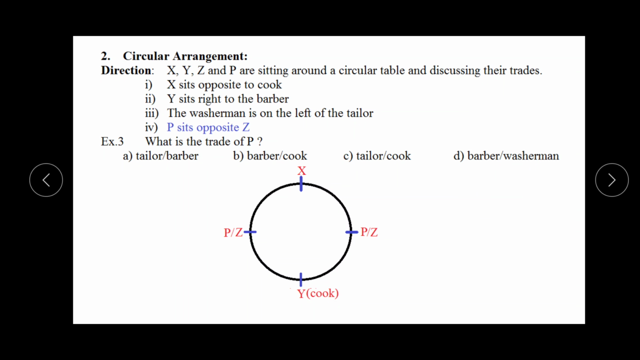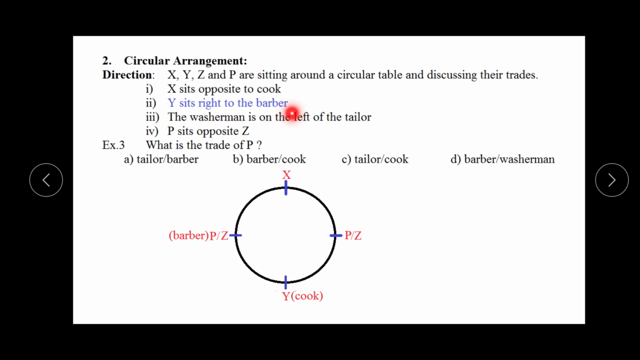Next, if the positions for P and Z are these and the position for X is that, then Y's position is left, so clearly we can take Y at the cook's place. Now we will check: Y sits right to the barber. We know that the position of Y is fixed. It means Y is to the right side of the barber. If we take the barber at this place, then Y is to the right side of the barber. It means this place is for the barber, but it is not fixed for P or Z. P will come here or Z will come here, but it is fixed that the barber is here.